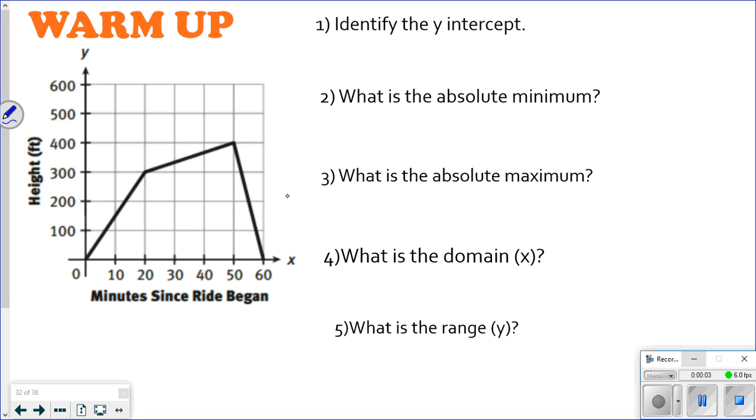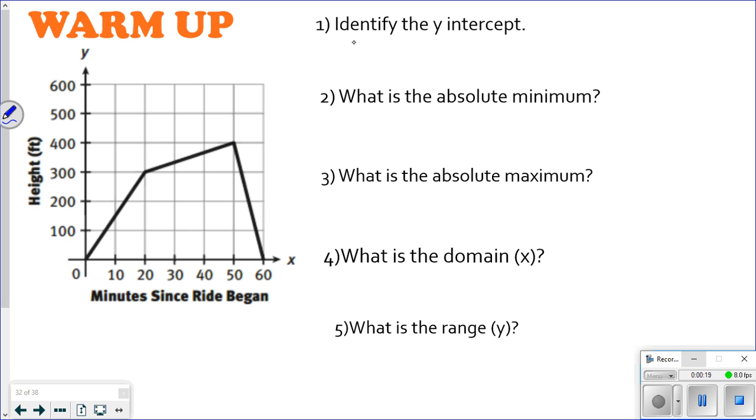So let's look at this graph as an extra example. Okay, I notice along my x-axis it's minutes since the ride began. On my y-axis it says height, so maybe this is another roller coaster. Question 1 says identify the y-intercept.